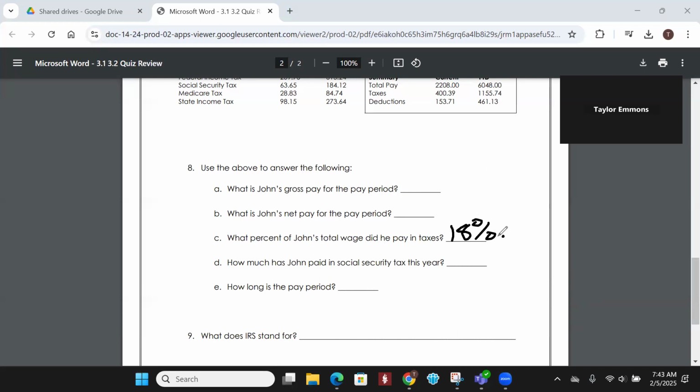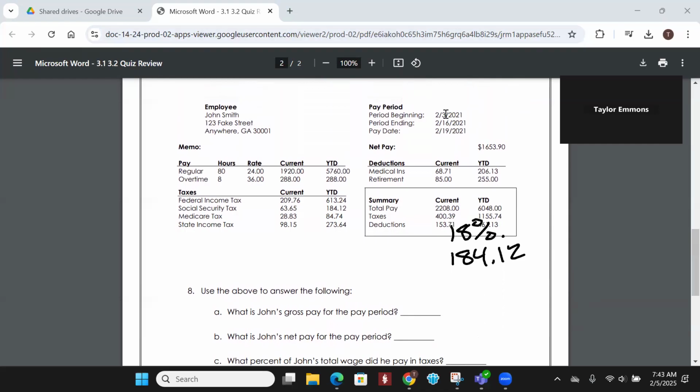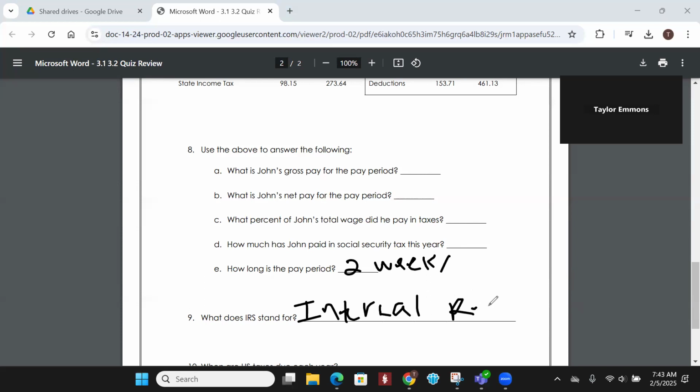How much has John paid in Social Security this year? $184.12. Okay. And then how long is the pay period? It's maybe 14 days. Okay, so 2 weeks, right? Yeah. What does the IRS stand for? Internal Revenue Service.